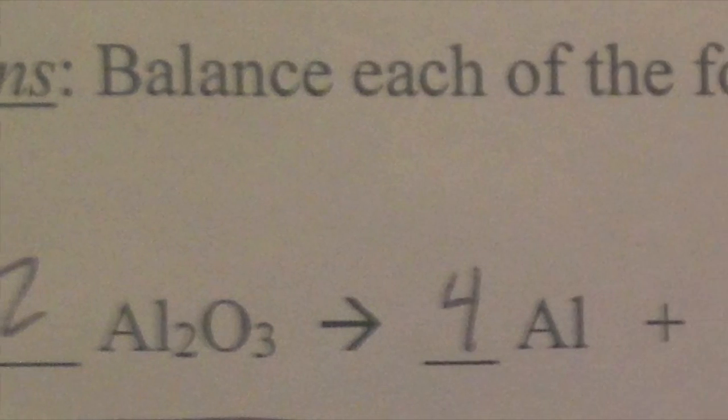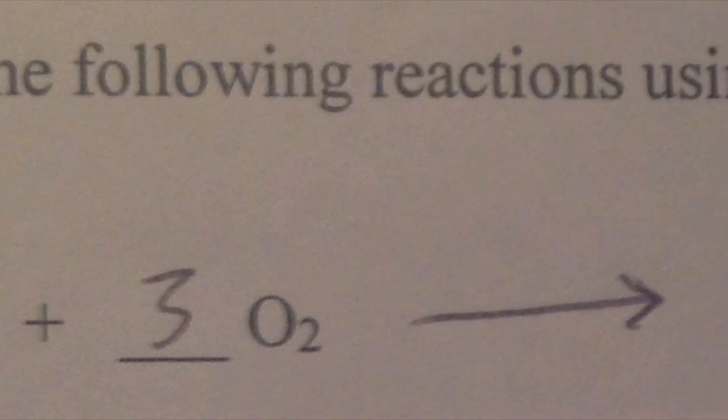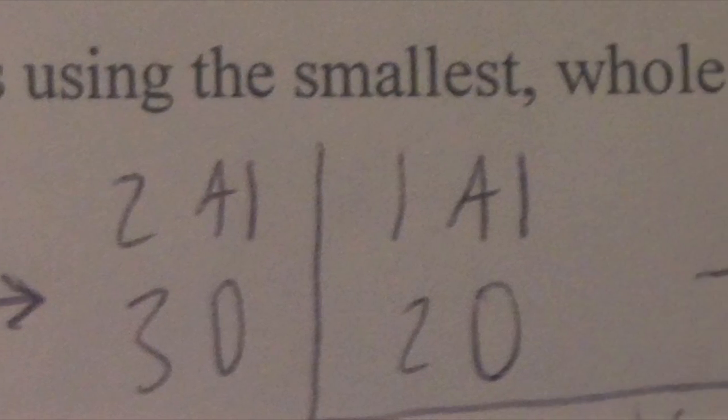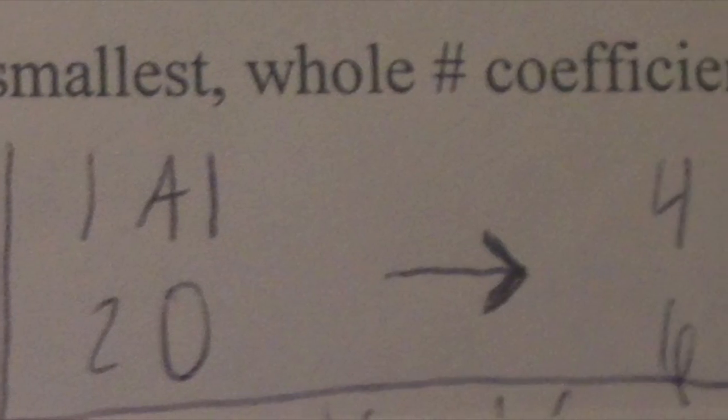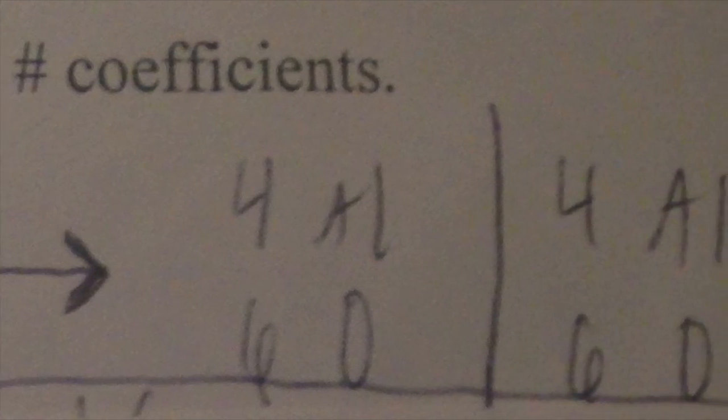Alright, for number 6, you're working with aluminum and oxygen. So you start with 2 aluminum and 3 oxygen, and you have in the products 1 aluminum and 2 oxygen. So you're going to add a 2 to the aluminum oxide, and then a 4 to the product aluminum, and 3 to the product oxygen to have them balanced.